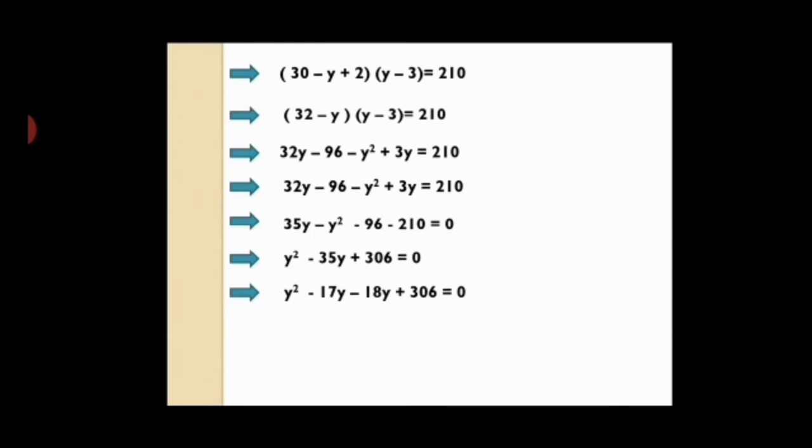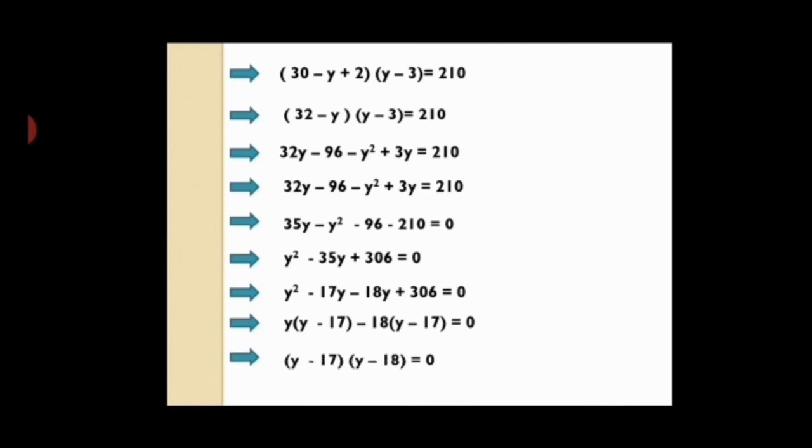Here we are using the middle term split method to factorize this, and the middle term is minus 35. How can we break it into two parts? Yes, minus 17y minus 18y. When we add these we get minus 35, and when we multiply we get 306. After that we make groups of two terms, and then we take common y into y minus 17 minus 18 within bracket y minus 17 equals 0.